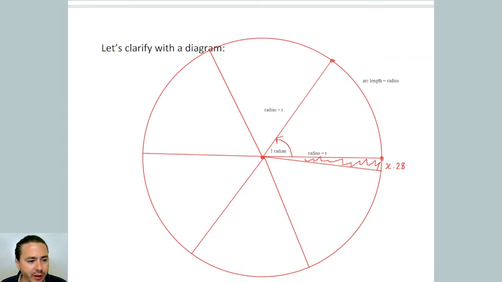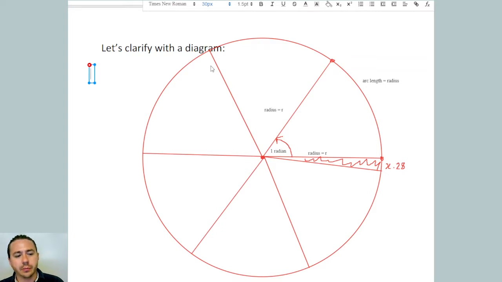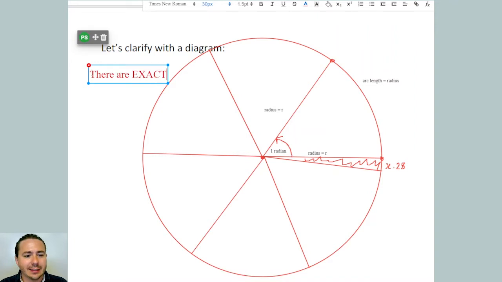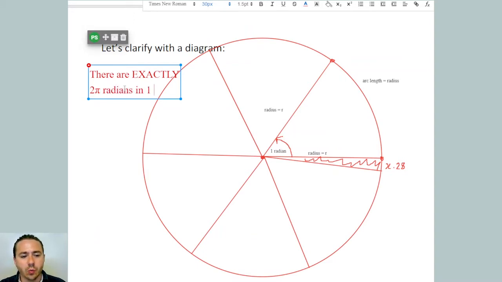I know it's written above, but I think it's worth reiterating here. Let me make this a little bigger so it's easier to see for you guys. There are exactly 2 pi radians in one revolution.